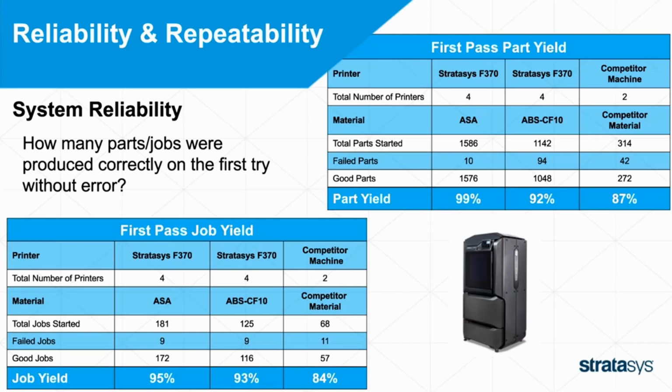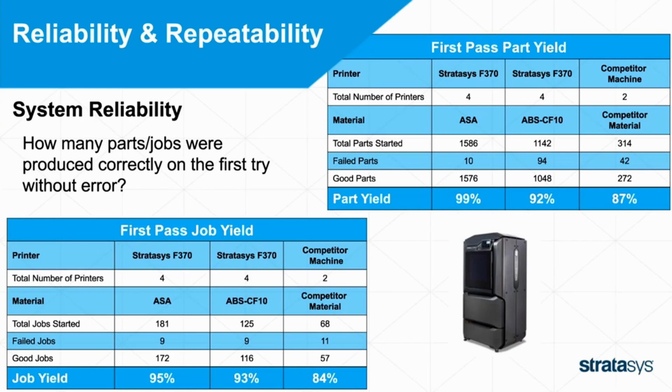For our systems, the F370s, we did a total of 4 printers in this study, and we did it with both ASA and ABS. We also had a couple of competitor systems that we did an internal study on. We had 2 of their machines, and we used the competitor material for it. Looking at the data for the first pass yield, for ASA we have a 99% part yield, and then 92% for the ABS CF10. The competitor material and competitor machine gave us a part yield of 87%.